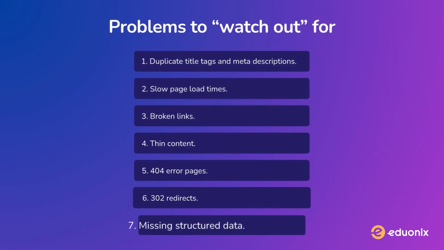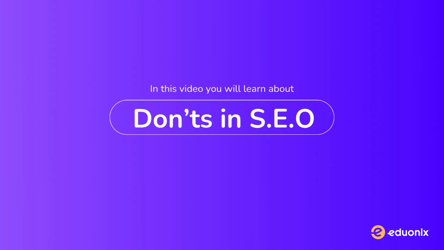Problems to watch for include: 1. Duplicate title tags and meta descriptions. 2. Slow page load times. 3. Broken links. 4. Thin content. 5. 404 pages. 6. 302 redirects. 7. Missing structured data.